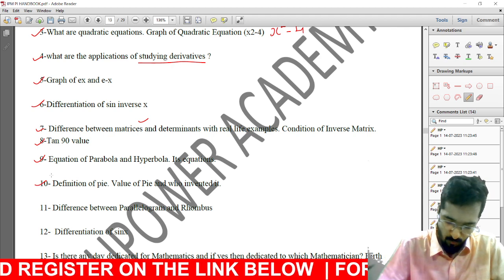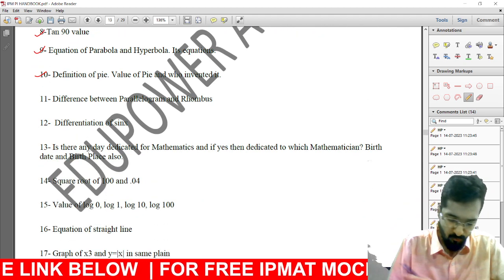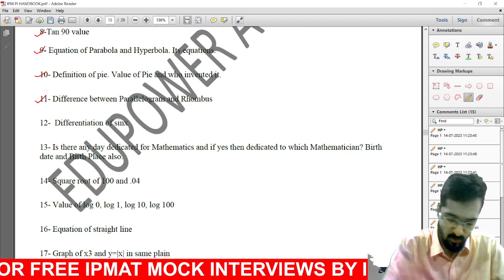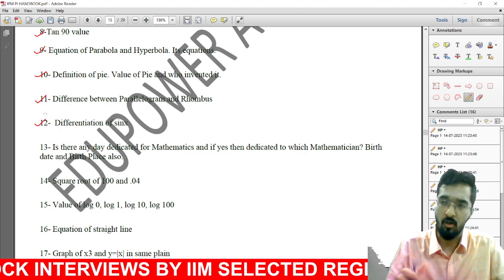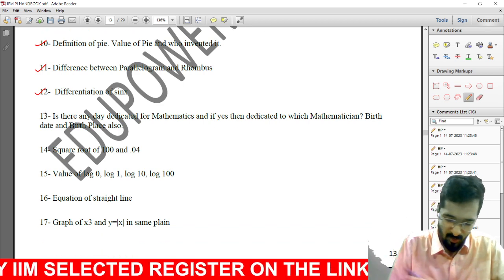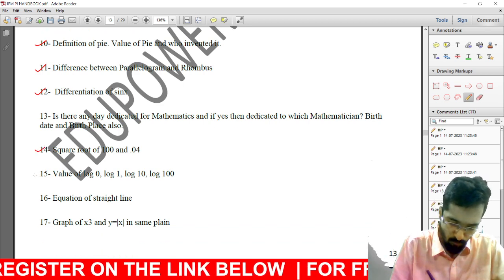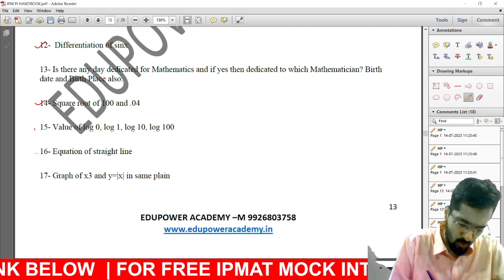Definition of pi, value of pi and who invented it. Questions related to pi are asked. Difference between parallelogram and rhombus. That means questions related to geometry are asked. Differentiation, again it's a very favorite topic of the people who take the interview. Square root, it's an easy question, related to basic algebra. Value of log 0, log 1, this is also asked. Log related questions. Equations of a straight line.